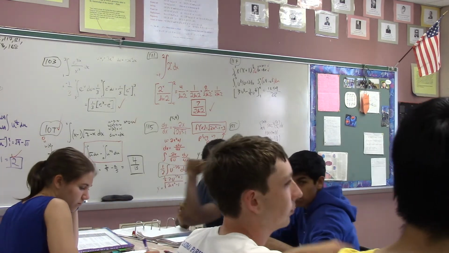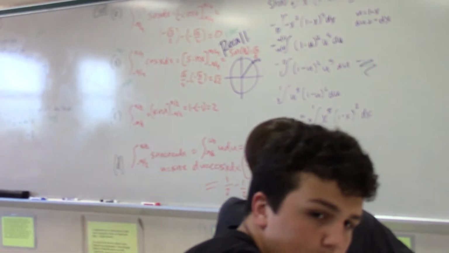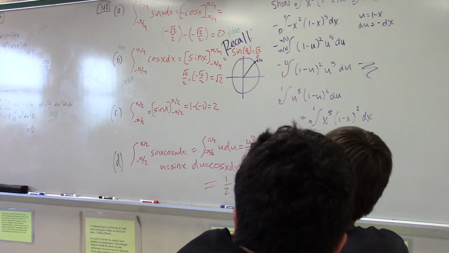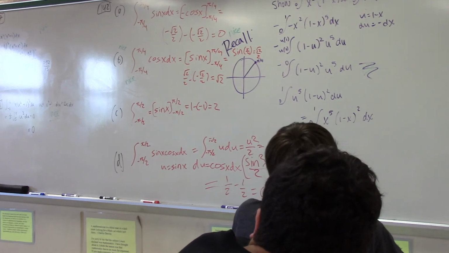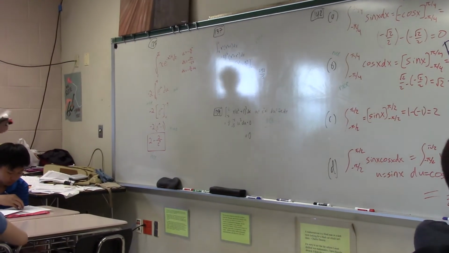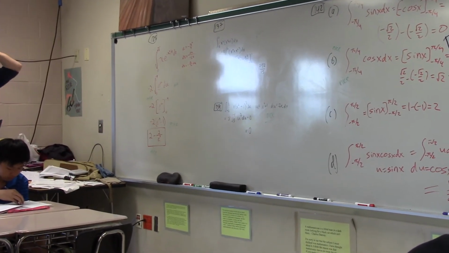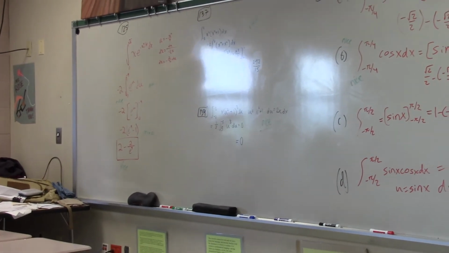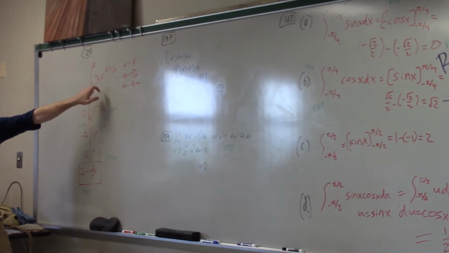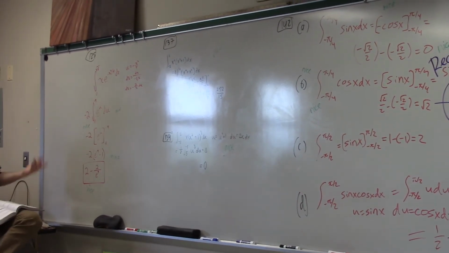125 says something like find the area in between something. 125 says find the area between 0, root 6, and the y-axis, and the function is x e to the negative x squared over 4. Okay, so basically you just do it.